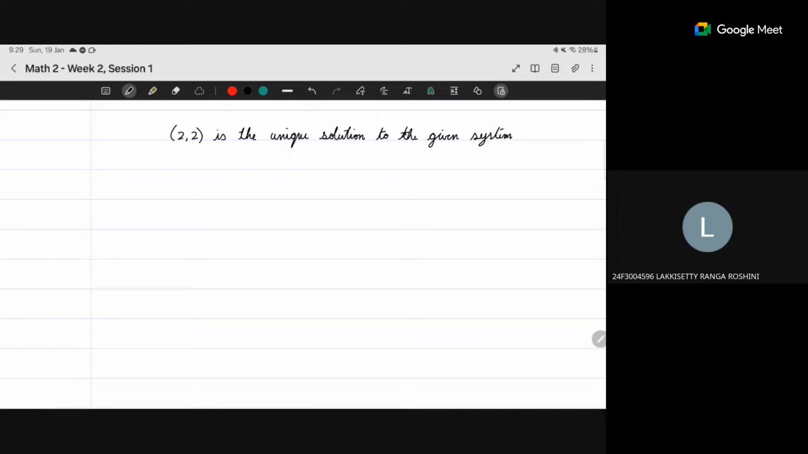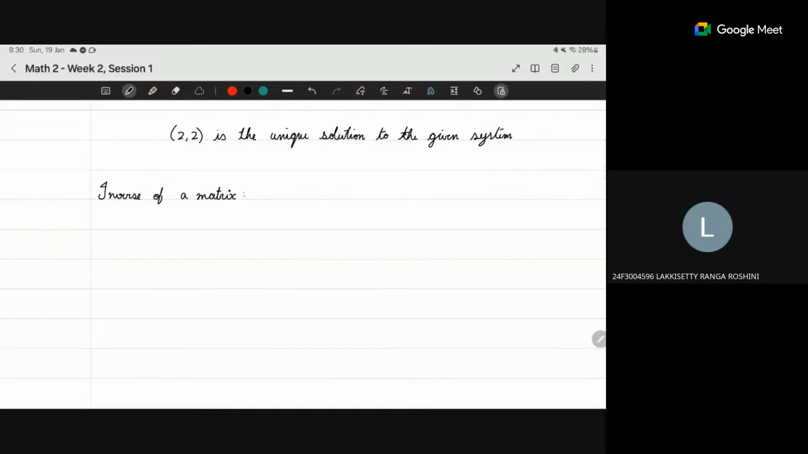Shall I go ahead? Yes, sir. So the last topic for this session is the inverse of a matrix.